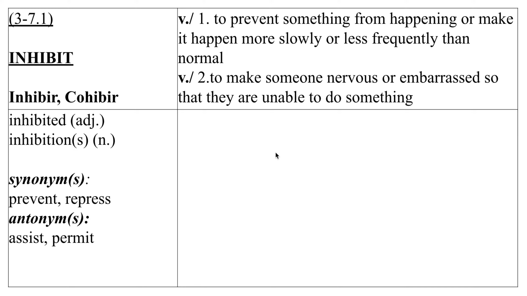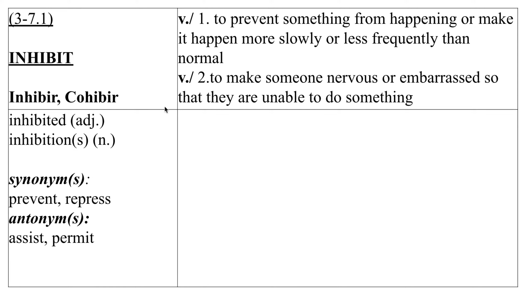Okay, and then definition two is for a person. It's to make someone nervous or embarrassed so that they are unable to do something. Translations in Spanish: inhibir and cohibir. Word families: inhibited is an adjective, and inhibitions is a noun.